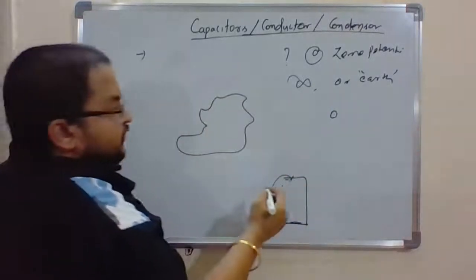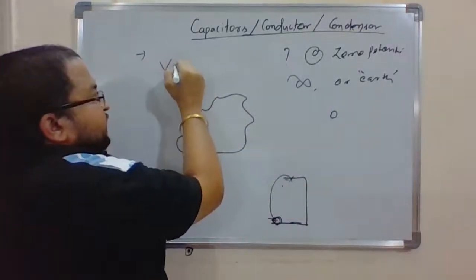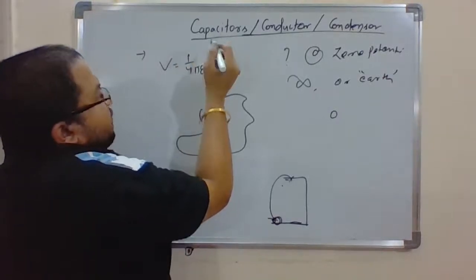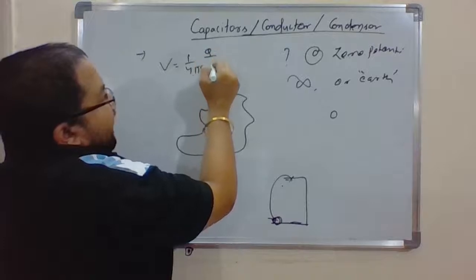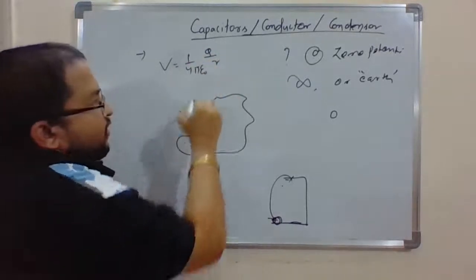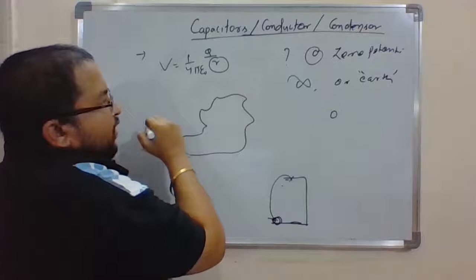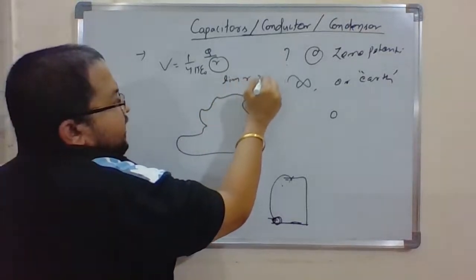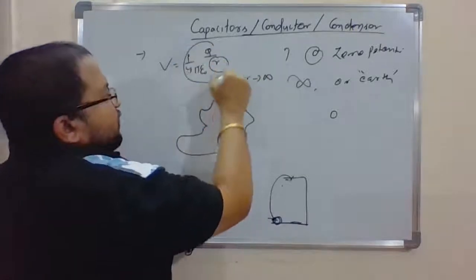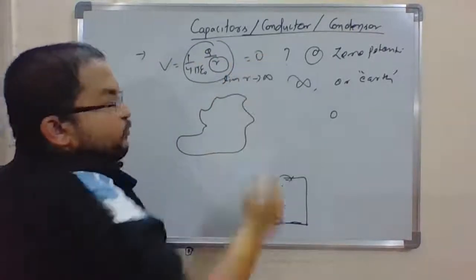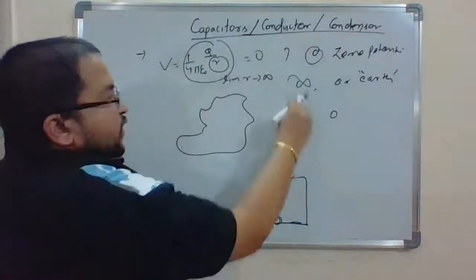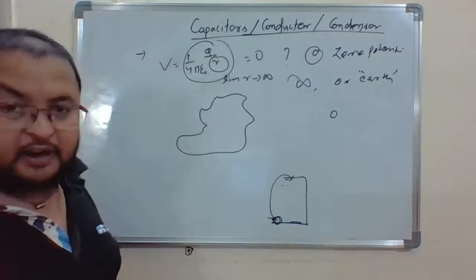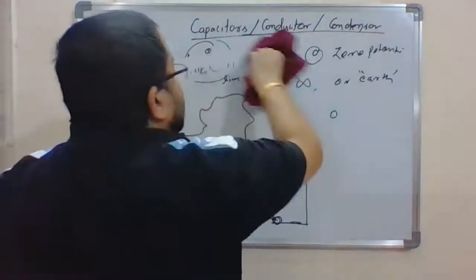Why? In electrostatics, we have studied that potential equals 1 by 4 pi epsilon naught, Q by R, that is kq by R. So it is inversely proportional to R. So obviously, when R tends to infinity, what would be the value of this? This would be zero. So that is why the potential at infinity is considered to be zero in electrostatics.